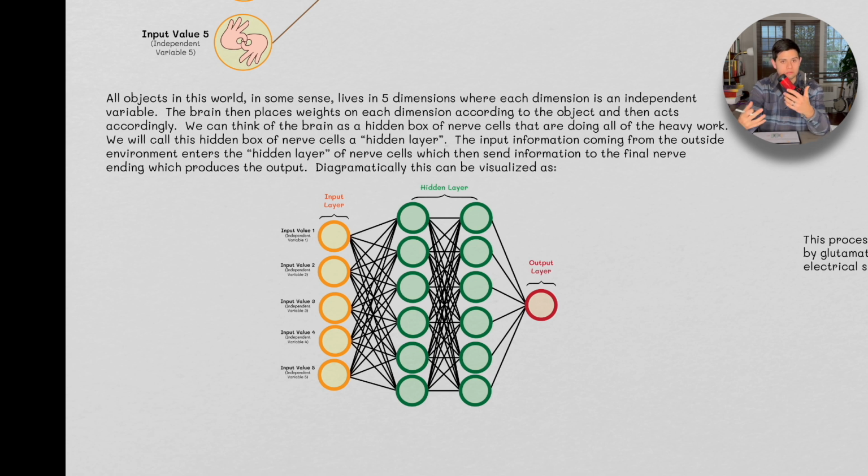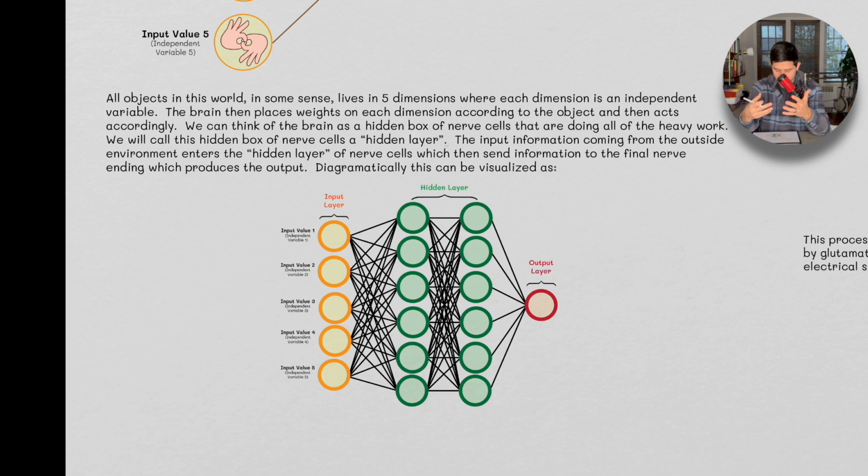These can, roughly speaking, correspond to interneurons. Okay, now if you don't know what interneurons are, we're going to talk about them just a little bit. Again, this is not a neuroscience course. This is more of a course on artificial intelligence. But we're going to talk a little bit about interneurons, what those are, and so we can understand this from a biological perspective as well. So these nerve cells are going to send their information to the final nerve ending, which produces the output.